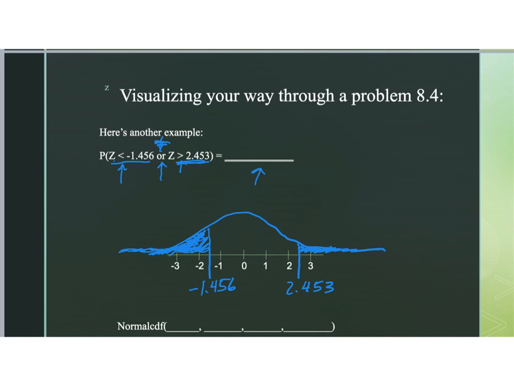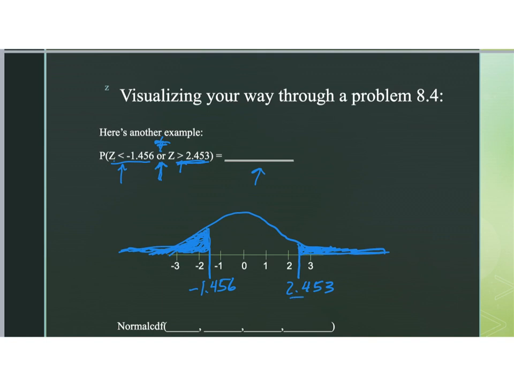Now, there's two areas that I want to find that I want to also add together, because our OR always says that one or the other is acceptable. And in this case, what's acceptable is either this area or this area. Now, I could find these individually and then just add them up. But generally, what I want is the sum of these two areas.